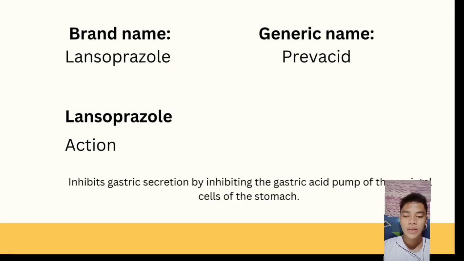And the action of this is that the lansoprazole inhibits gastric secretion by inhibiting the gastric acid pump of the parietal cells of the stomach. Lansoprazole has no anticholinergic or H2 receptor antagonist reactions. It is chemically related to omeprazole.